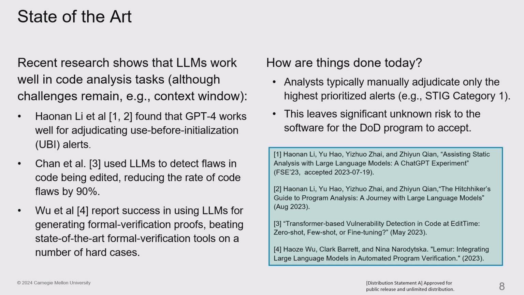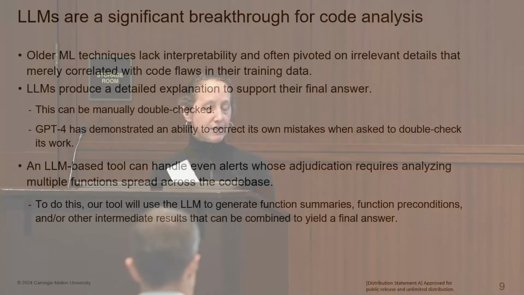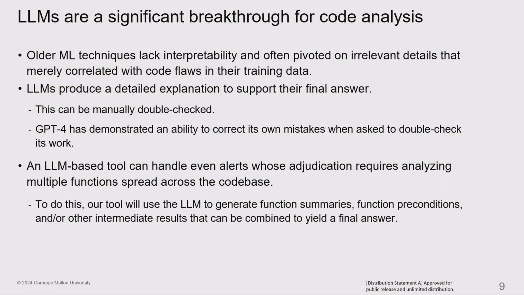Today, analysts typically manually adjudicate only the highest prioritized alerts, leaving the problem we talked about, remaining code flaws and vulns. So LLMs are a significant breakthrough for code analysis. Older ML techniques lack interpretability. They don't provide an explanation, and they often pivoted on irrelevant details that simply happen to correlate with code flaws in the training data sets.